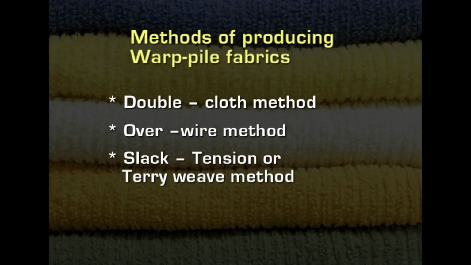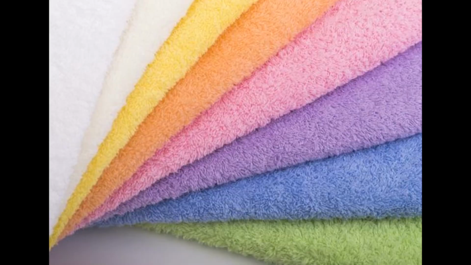And then coming to the third method of producing warp pile fabrics, that is the slack tension or terry weave method, which is a very common method for producing turkey towels. We call it a turkey towel, especially because it is used for having more absorbency. So, generally the pile yarns used here are low twisted in order to facilitate more absorbency. And also this is an inexpensive method of pile weaving.